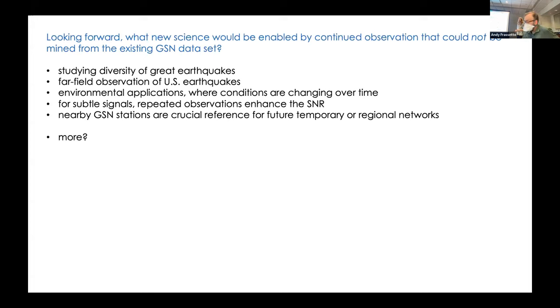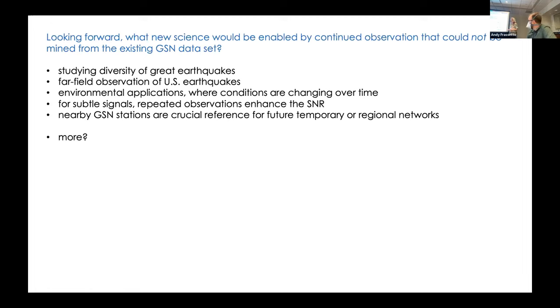Studying diversity of great earthquakes. A number of great earthquakes have been observed in the last two decades, and they are very different from each other in many ways. And so continuing to be able to observe great earthquakes in the detail that we can with the GSN will inevitably yield exciting science. Far field observation of US earthquakes, right?